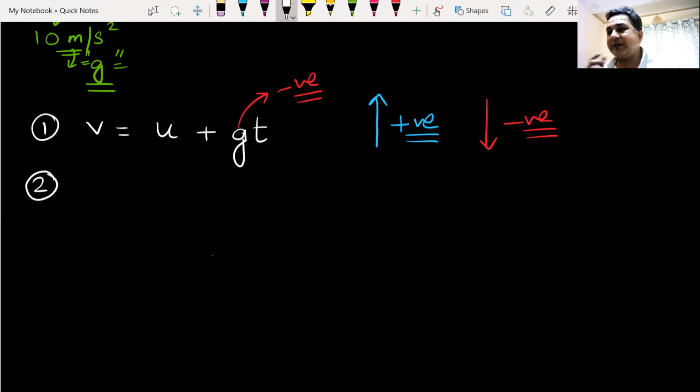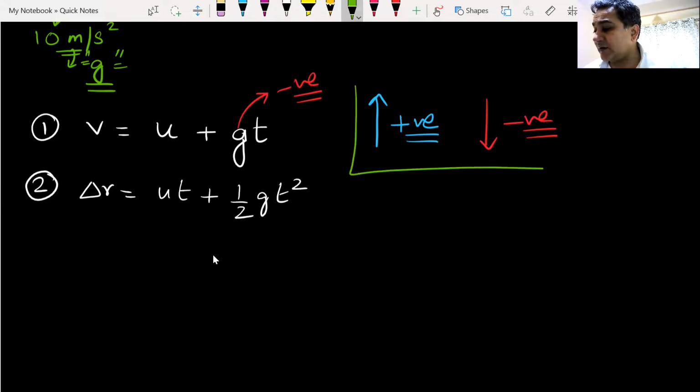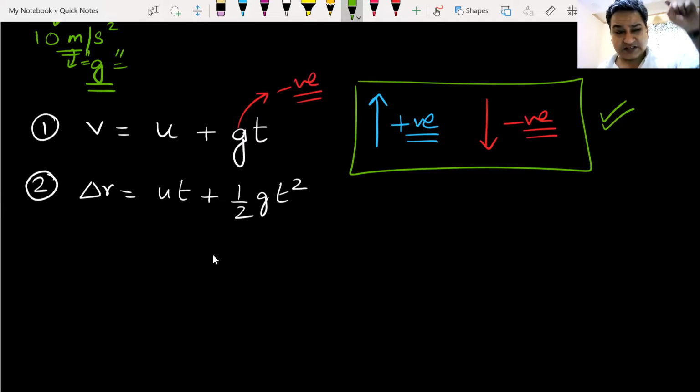Delta R is equal to ut plus half gt squared. Let us call it delta R, the displacement: delta R is ut plus half gt squared. Same equation, whether the body is going up or going down, G is always negative. Please remember it, beta. Don't change the sign of G. Just remember our sign convention: any vector which is upwards is positive, any vector which is downwards is negative. We don't change it for anyone.